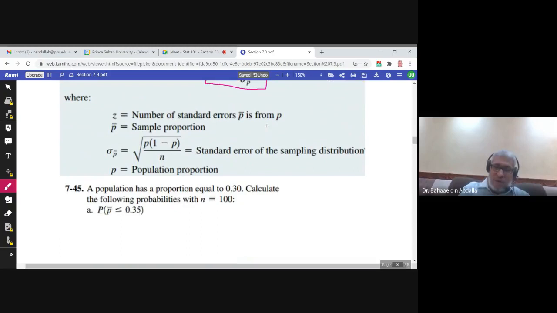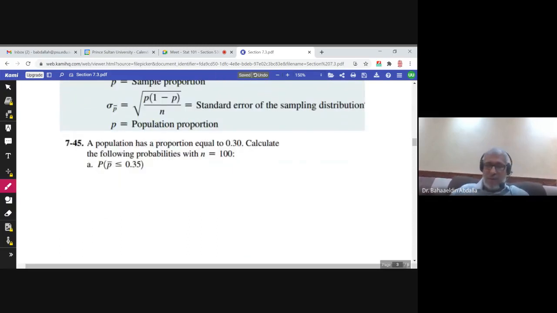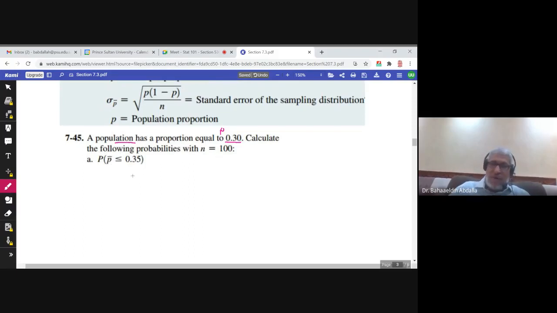And now we can answer questions like this. A population has a proportion equal to 0.3. So this is the proportion of the population, so P is 0.3. Calculate the following probabilities with n equals 100. How to calculate this probability? We change it to Z. Why? Because the distribution of P bar is normal. Of course, the condition must hold. So if you check n times P, 100 times 0.3, it would be 30.